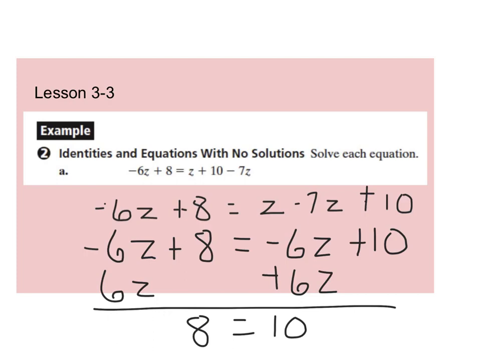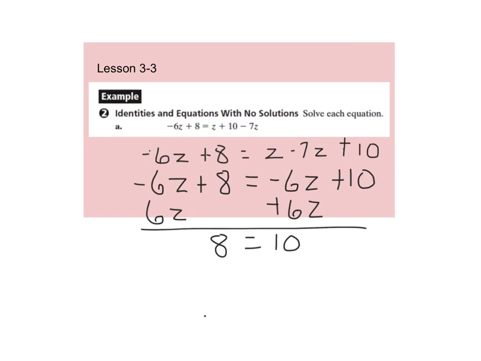In this case, is 8 equal to 10? No, that's a false statement. So there is no case when 8 is ever going to equal 10. So therefore, there is no value of z that we can plug into this equation to make it true. So in this case, this is what we would call a no solution, and I usually use the abbreviation no sol, because there's no value that we're going to be able to plug in for z.